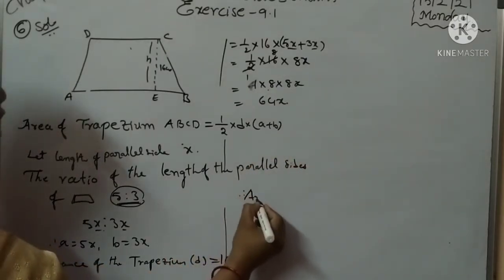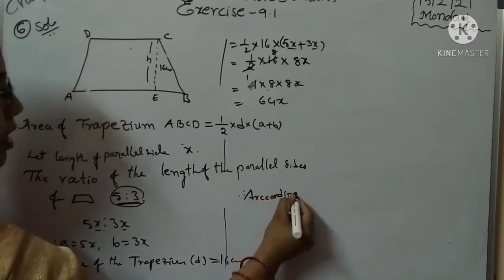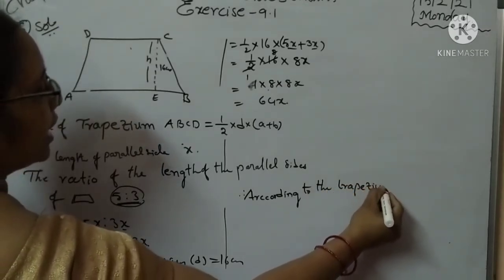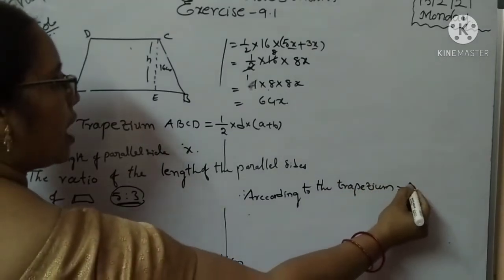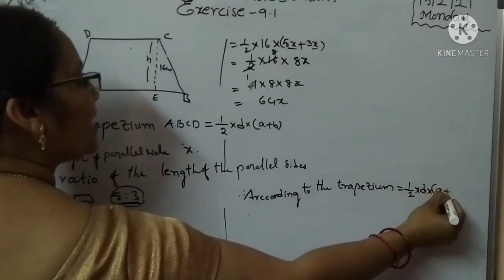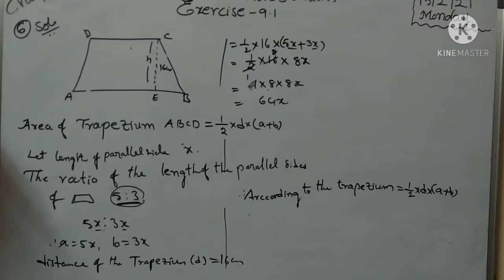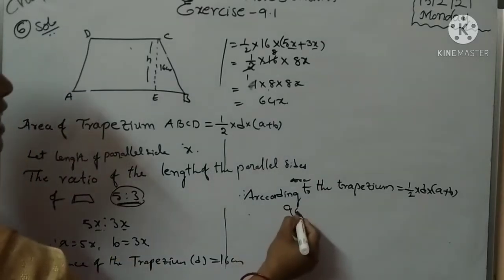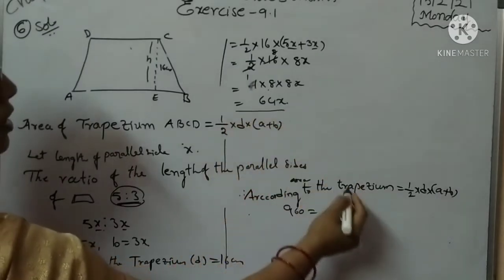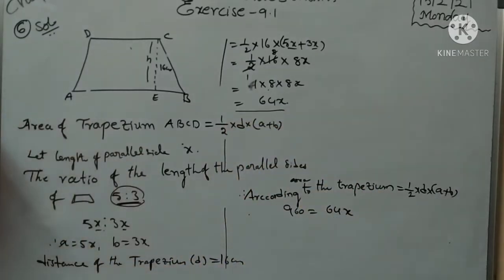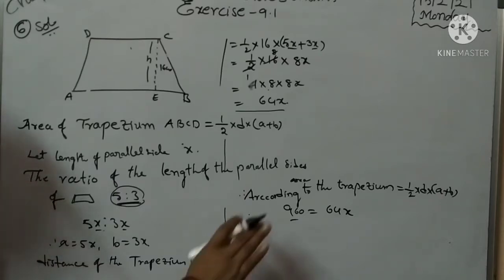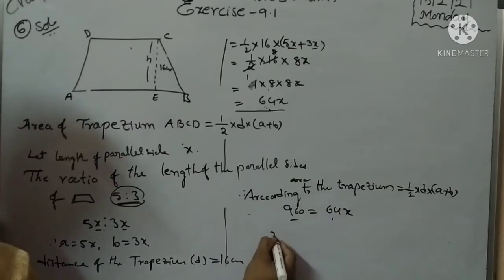According to the formula, the area of a trapezium equals half into D into A plus B. By the problem, the area of the trapezium is 960 centimeters square, and we already proved that it equals 64x. Now x equals 960 by 64.